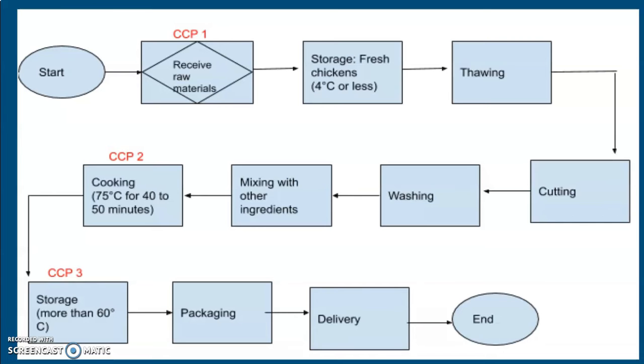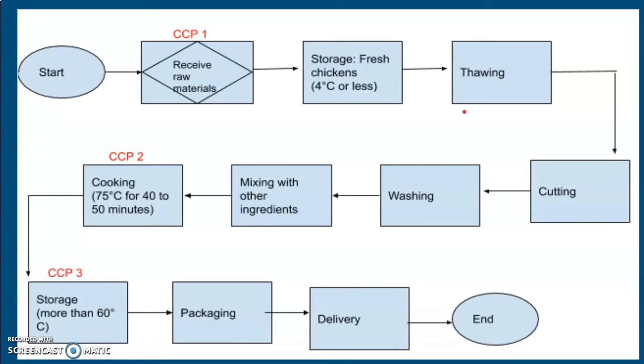Based on the process flow diagram, firstly, we are receiving the raw materials. For Ayam Masak Merah, several ingredients are used to cook, such as fresh chickens, coconut milk, chilies, onions, and ginger. For this case, we are more focused on fresh chickens. After receiving the raw materials, the fresh chickens are stored at about 4 degrees Celsius or less, to make sure there is no microbial growth in the fresh chickens.